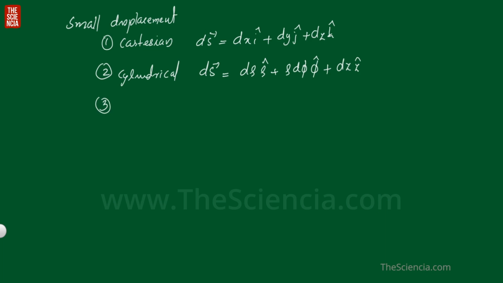And in spherical polar coordinate system, ds vector will be equal to dr r cap plus r d theta theta cap plus r sin theta d phi phi cap. And what will be the corresponding velocity?